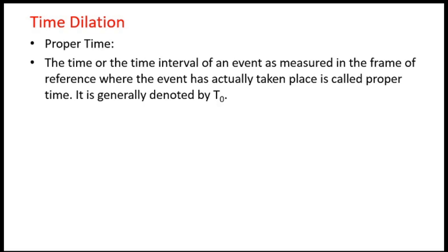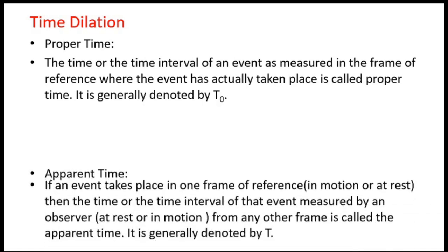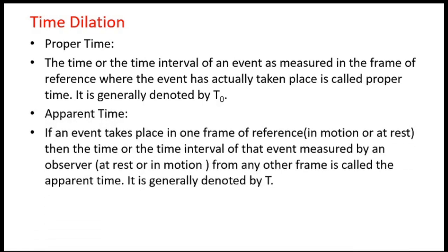The time or the time interval of an event as measured in the frame of reference where the event has actually taken place is called the proper time. It is generally denoted by T0. And another concept is apparent time.